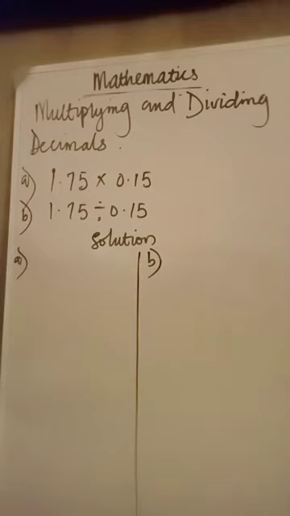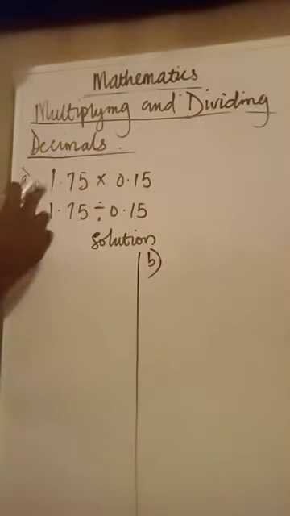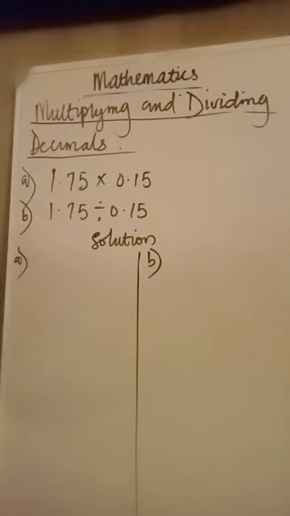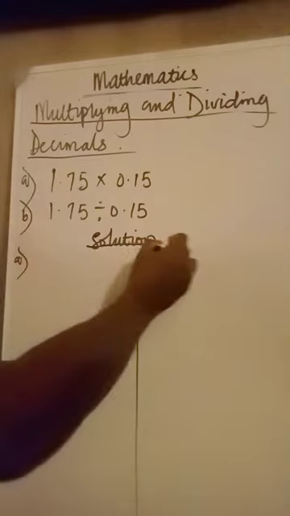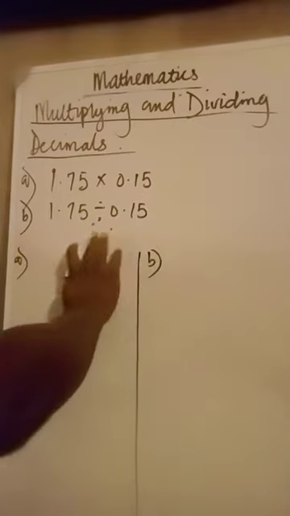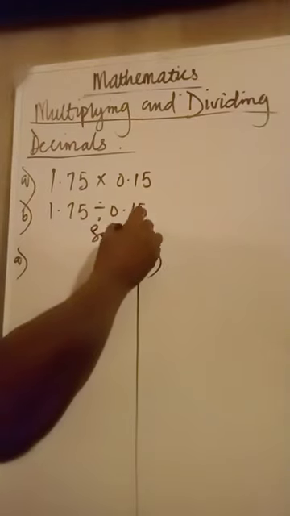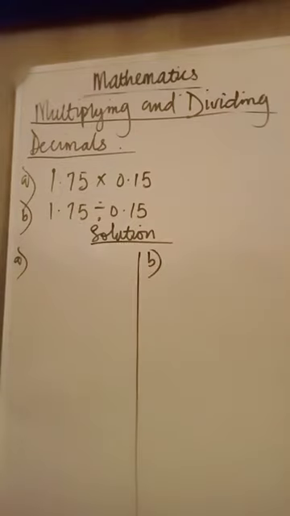Today I want us to briefly talk about how to multiply and divide decimals. I will be very fast. The first question says 1.75 times 0.15. If you are multiplying decimals, it's very easy.